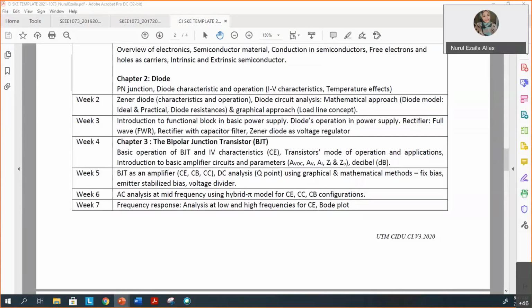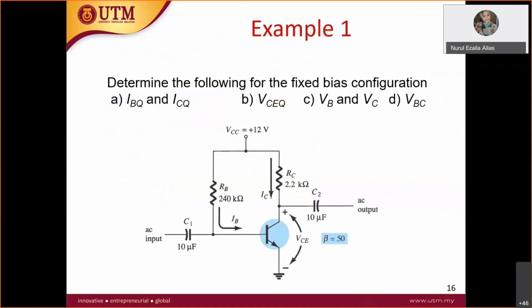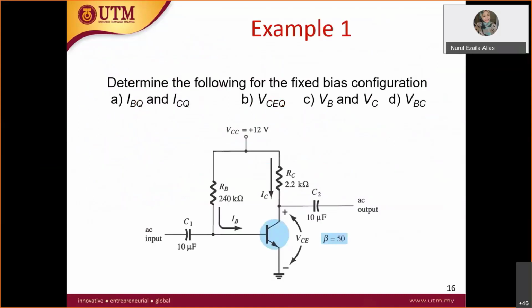So I just put it here. Okay, all right. So now let's apply KVL at the input loop. Why? Because the question asks you to find IBQ and ICQ.